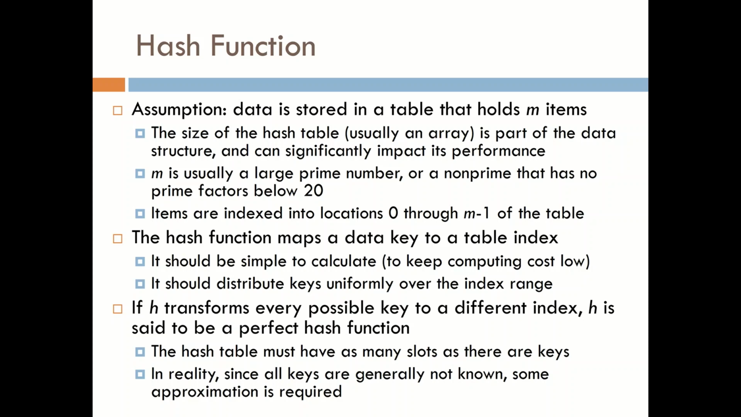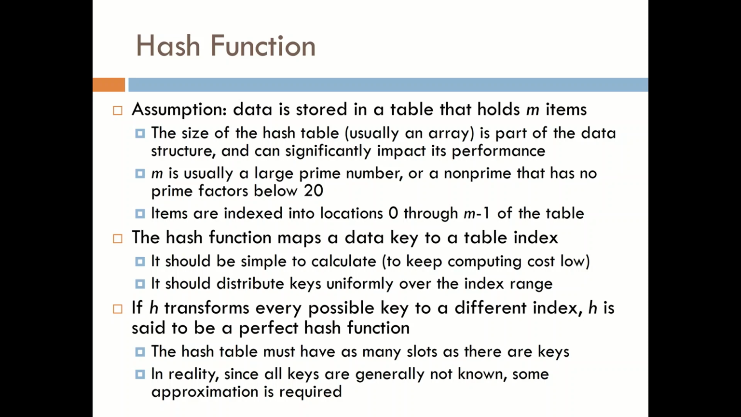Now, we also need the function h to be able to transform every key that we could possibly put in the table, and it needs to be able to come up with a location for every possible key. Now, if the function h, which is our hash function, can do this so that every possible key maps to a different location, so we're talking about a one-to-one mapping of keys to index locations in the table, this is said to be a perfect hash function.